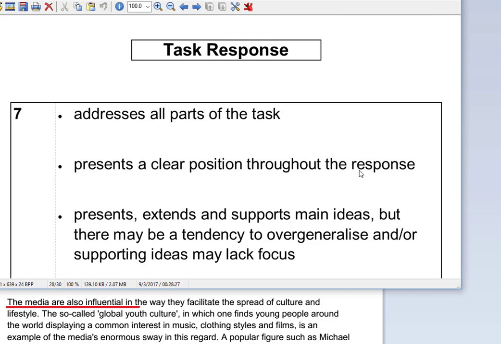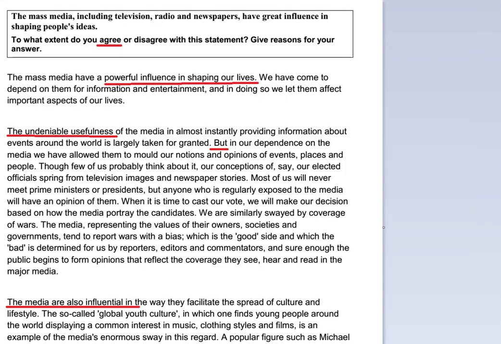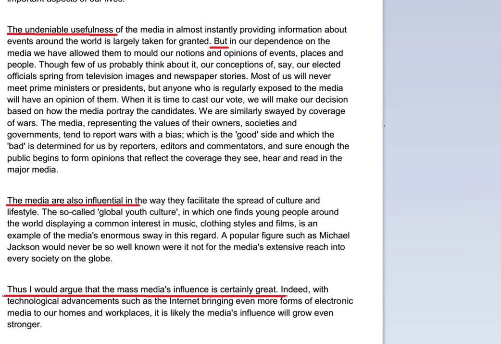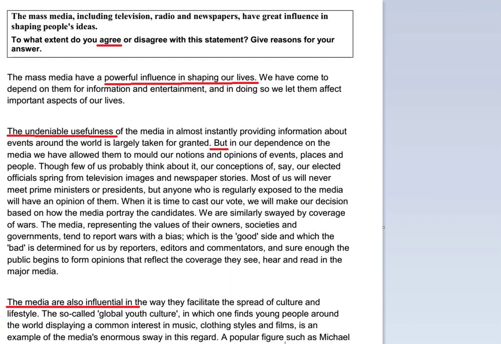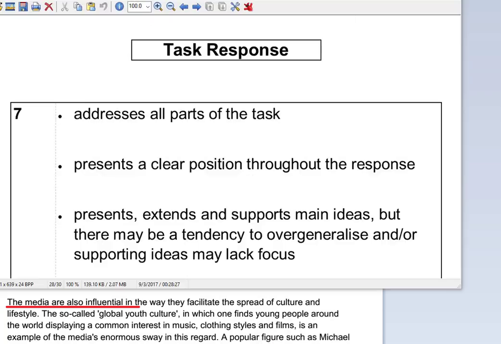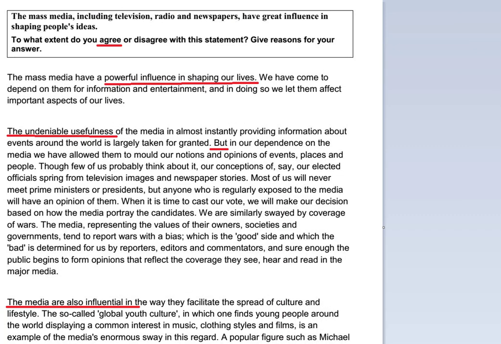Presents a clear position throughout the response. See, it can't get a 7 because the position is not clear throughout the response. Here in paragraph 2 and 3, we have to read carefully to discern the position. So it can't get a 7. Okay. Let's move on to coherence and cohesion.